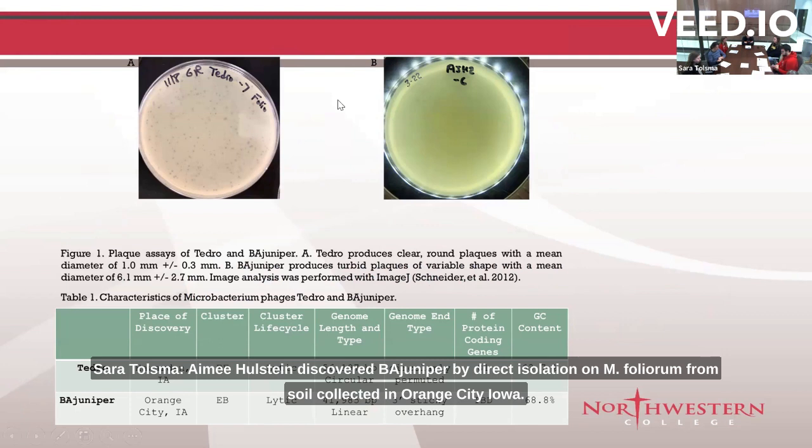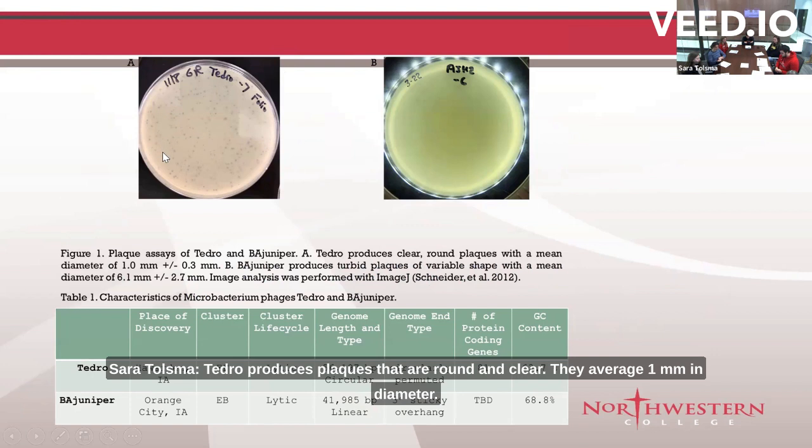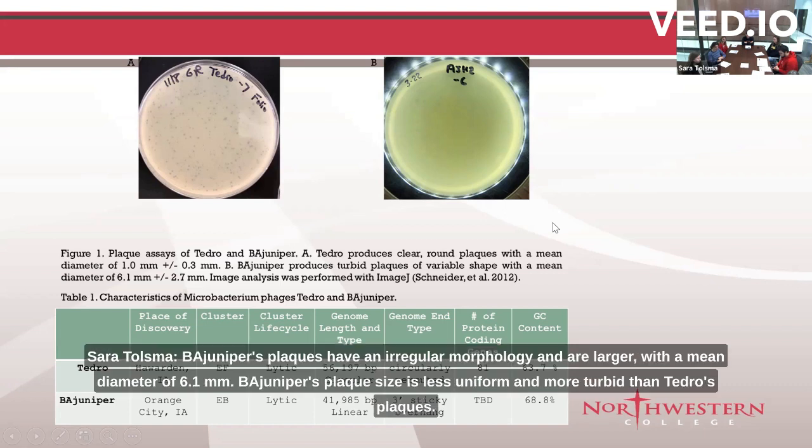We purified the phage through at least 3 rounds of purification. Tedro produces plaques that are round and clear and average 1 millimeter in diameter. BAjuniper's plaques have an irregular morphology and are larger, with a mean diameter of 6.1 millimeters. BAjuniper's plaque size is less uniform and more turbid than Tedro's plaques.